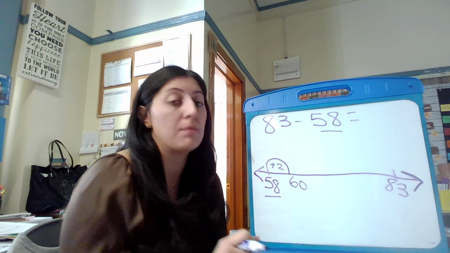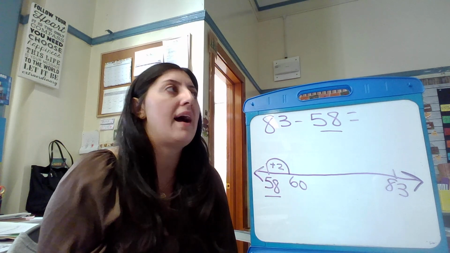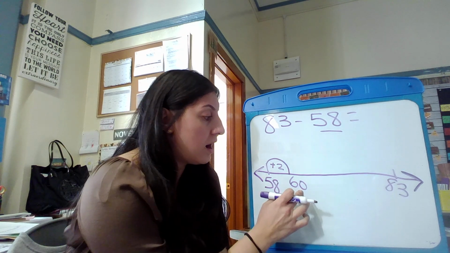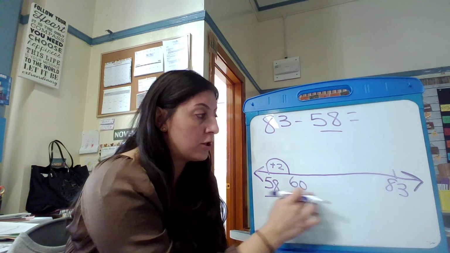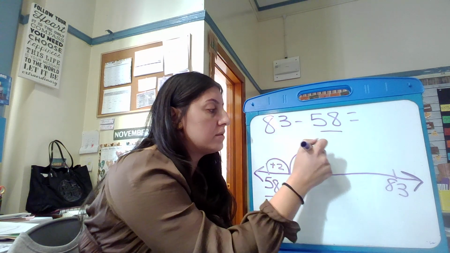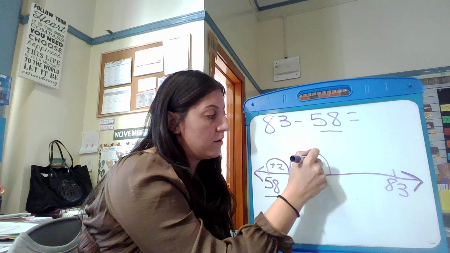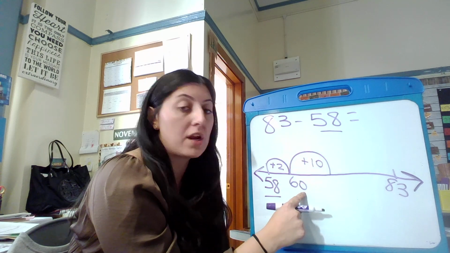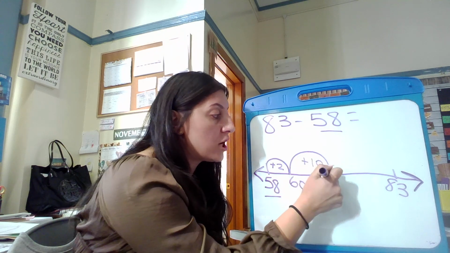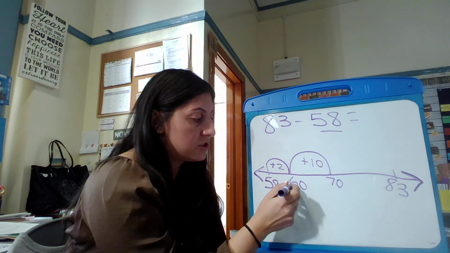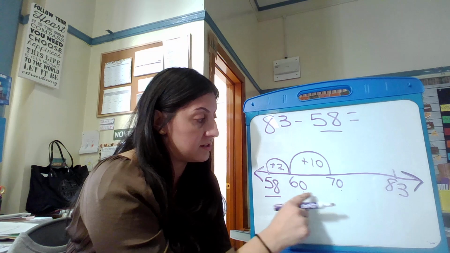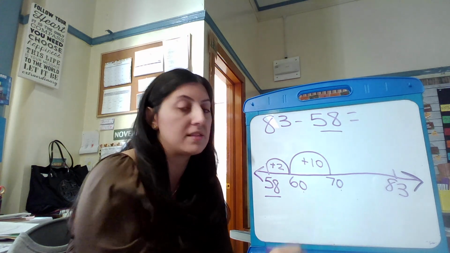I know I could count by ones, I could count by twos, I could count by fives, I could count by tens. A 10 jump would get me closer to 83. So let me do plus 10. When we are adding 10 to a number that doesn't have anything in the ones place, we're only changing the number in the tens place. So 60 plus 10 is 70. Nothing else changes in the ones place because there's a 0 in the ones place in both spots.